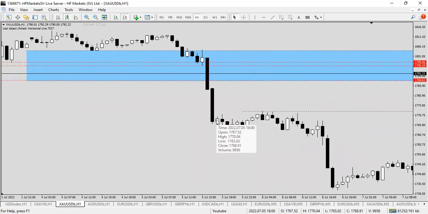This is the start of an impulse. Is this a swing high? Yes or no? Just put it in the chat. Y or N? Is this a swing high? Yes, yes. Somebody said yes with a question sign. Okay.